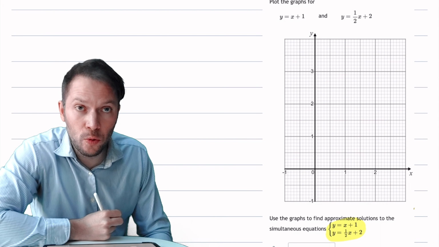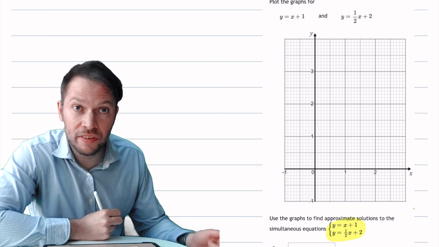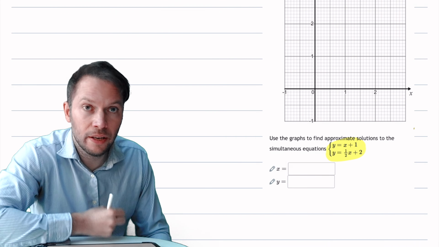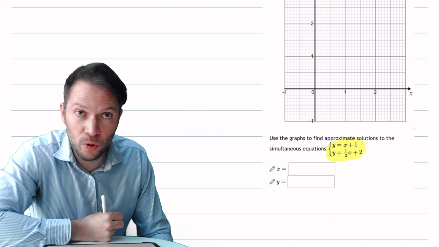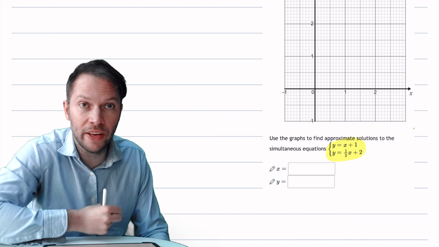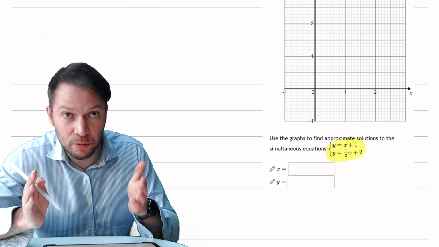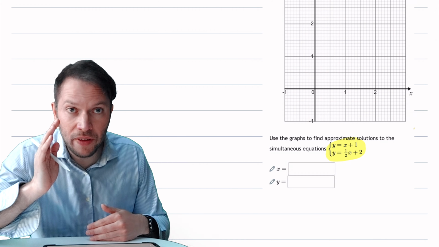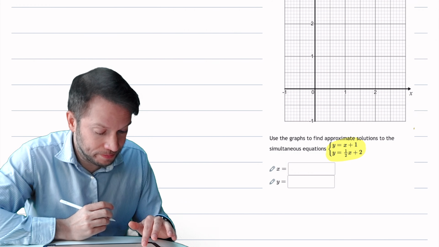Hi, in this video we're going to solve simultaneous equations by sketching graphs according to each equation. Now let's remind ourselves what simultaneous equations are. It's when you have multiple equations in multiple variables. So in this case we've got two equations involving x and y, and we want to solve them at the same time, which means simultaneously. So we need to find a value of x and y which works with both those equations.